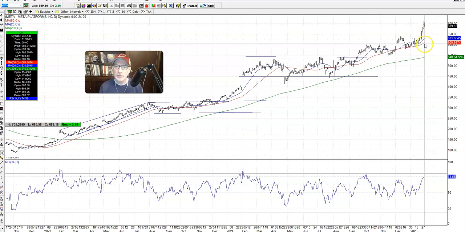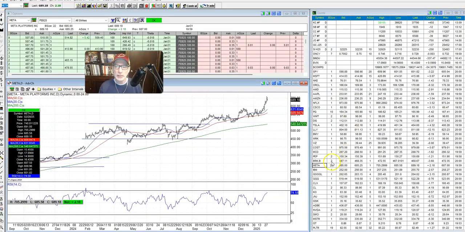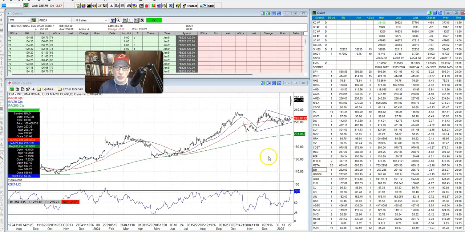Maybe want to wait for a little bit of a pullback if you want to get in. The RSI's getting a little overbought. It's going a little vertical here. Maybe wait for it to pull back a little, wait for the moving averages to move up, and they connect somewhere around here. That's your next higher probability timing play on Meta.